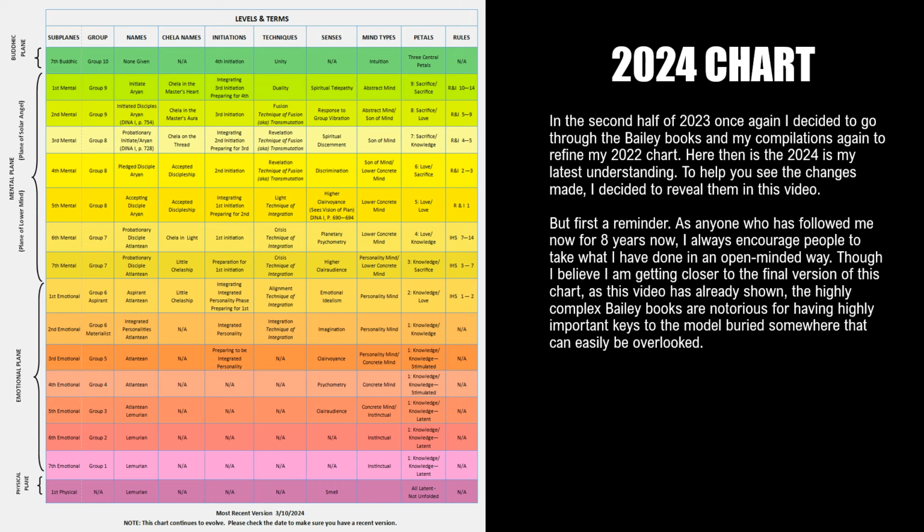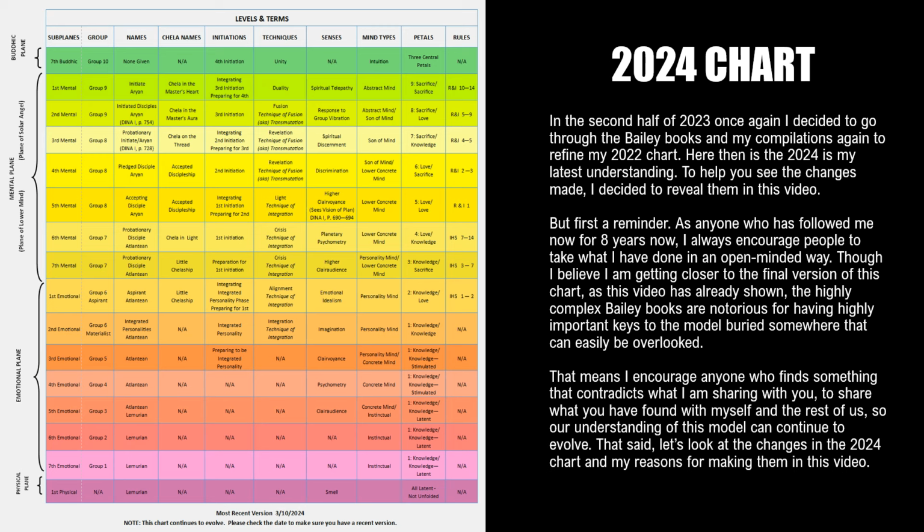Here we go. But first, a reminder, as anyone who has followed me now for 8 years, I always encourage people to take what I have done in an open-minded way. Though I believe I'm getting closer to the final version of this chart, as this video has already shown, the highly complex Bailey books are notorious for having highly important keys to the model buried somewhere that can easily be overlooked, like 6 types of mind and 10 soul groups. Just a few pages, and your whole understanding of the model has to be shifted and rearranged. That means I encourage anyone who finds something that contradicts what I am sharing with you to share what you have found with me and the rest of us, so our understanding of this model can continue to evolve. That said, let's look at the changes in the 2024 chart and my reasons for making them in this video.